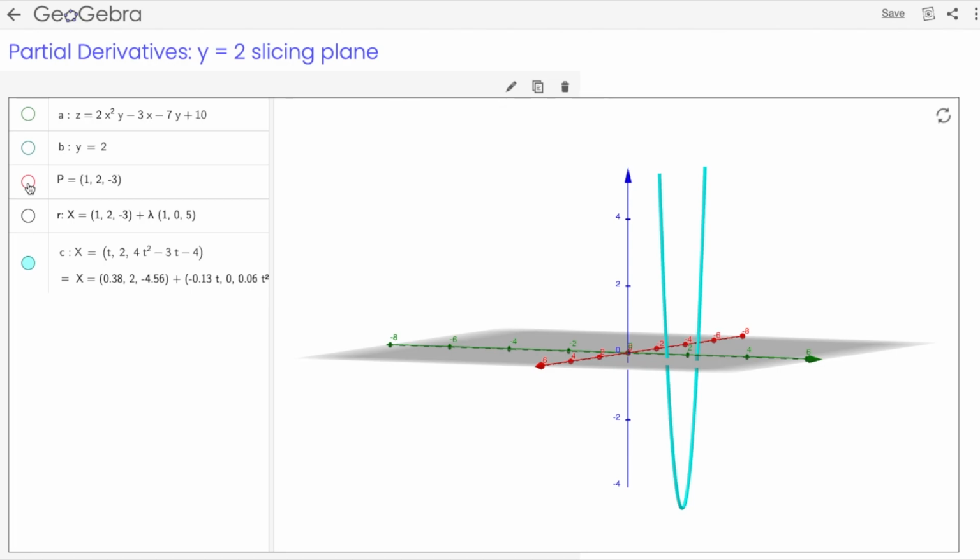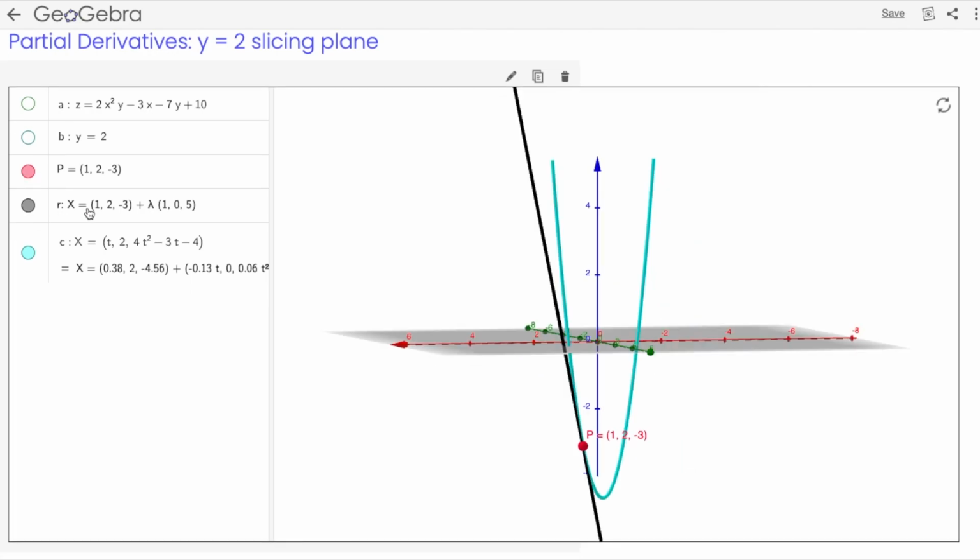Now, let's turn on our ordered triple 1, 2, negative 3. So this was the equation of our tangent line, 1 plus 1t, 2 plus 0t, and negative 3 plus 5t. Now the software changed it to a lambda. I plugged it in as a t, but this is totally fine.